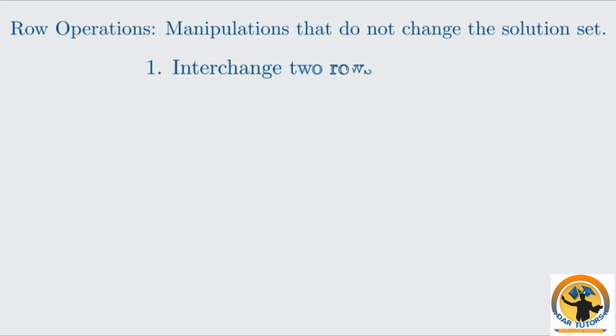Now that we can represent systems as matrices, how do we solve them? The key is to use row operations. Row operations are a set of rules that allow us to manipulate the rows of an augmented matrix without changing the solution set of the corresponding system of equations. There are 3 types of elementary row operations. First, we can interchange any 2 rows. This is equivalent to swapping 2 equations in the system.